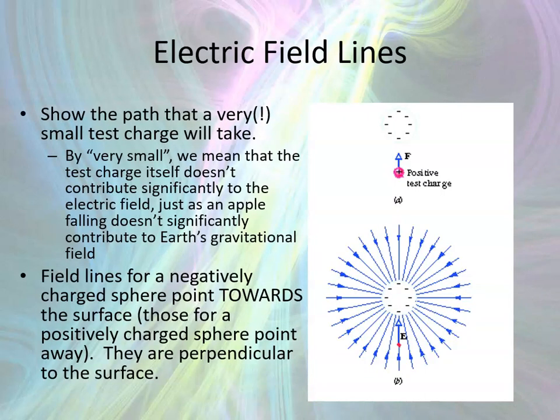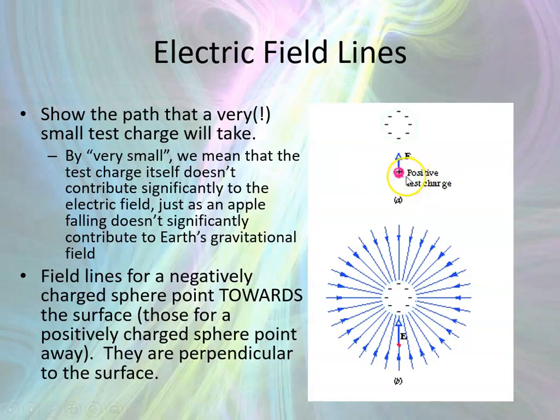So the idea is that you want to make sure that the electric field represents the initial path that a very small test charge would take. And I say path here, what I really mean is the initial path. And a test charge means a very small positive charge that is so small in magnitude that it doesn't actually affect the electric field.